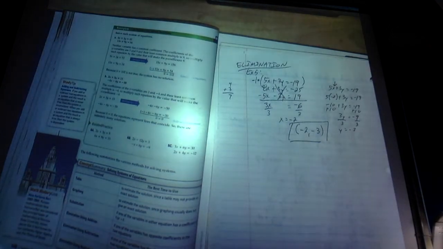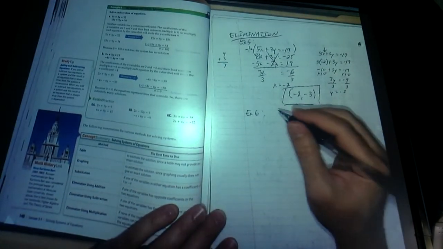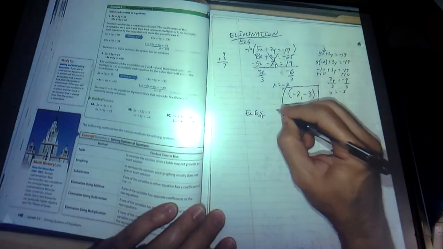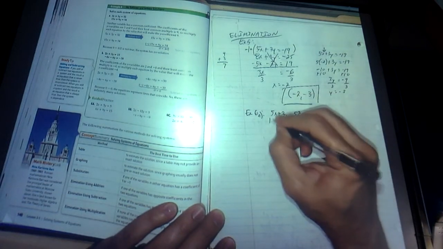Now, is it always that easy? No, it's not. Let me see if I can find one where we got to do some multiplication. Okay, all right, we're going to go to example 6, and then I'm going to show you something that happens right here on this too. So example 6, page 140. Part A says this: 5x plus 3y equals 52.